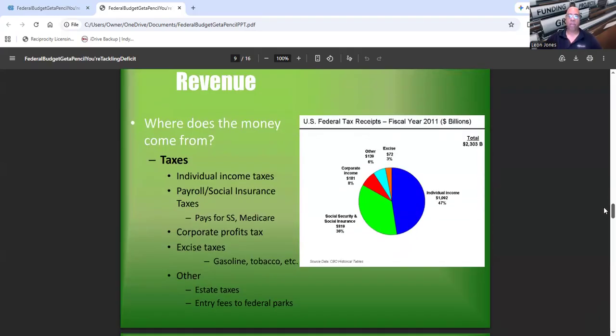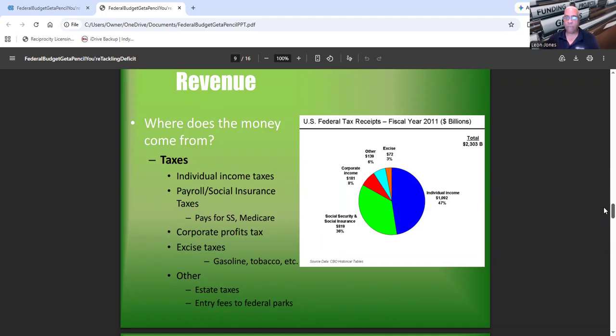Revenue. Where does the money come from? Very simple. Taxes: individual income taxes, payroll and social insurance taxes. And your Social Security taxes, we call them Social Security taxes. They pay for Social Security and Medicare. Then you have your corporate profits tax. Then you have your excise tax. Now, what are excise taxes? It's your gasoline tax and your tobacco taxes. Then you have your other, that's your estate taxes. And then if you enter a federal park, it's not a tax, but it is a fee.